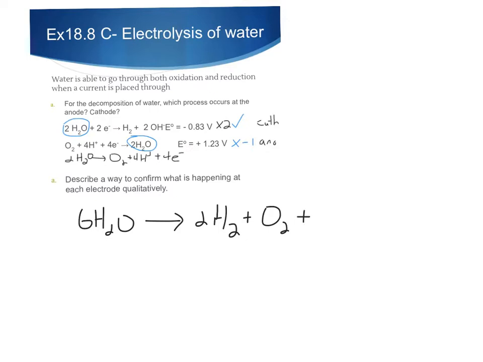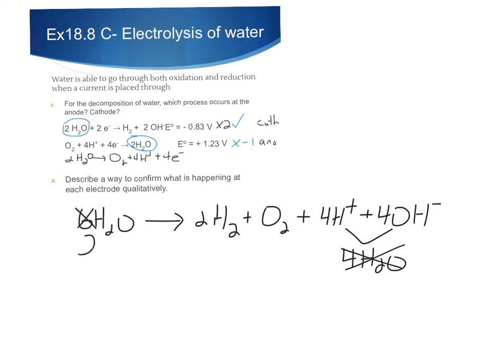plus 4 H pluses plus 4 OH minuses. And you'll kind of see here what happens is these combine to make H2Os, 4 H2Os, and then I can simplify my 4 H2Os and my 6 H2Os to make 2 H2Os. So we're left with a very familiar reaction, 2 H2Os with 2 H2s and an O2.